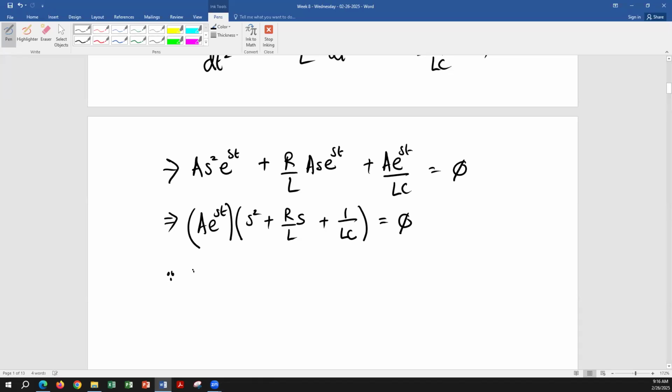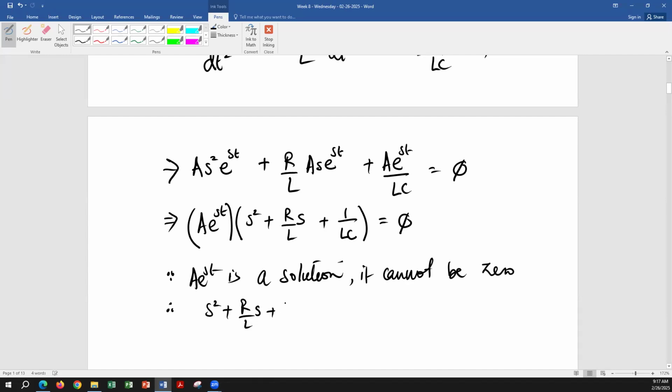Since A e to the power st is a solution, it cannot be 0. Therefore, s squared plus R over L s plus 1 over LC is equal to 0. And that is what we call this equation. Anybody remember? Characteristic equation. This is the characteristic equation of the differential equation. So we're going to solve this equation to find the two roots.